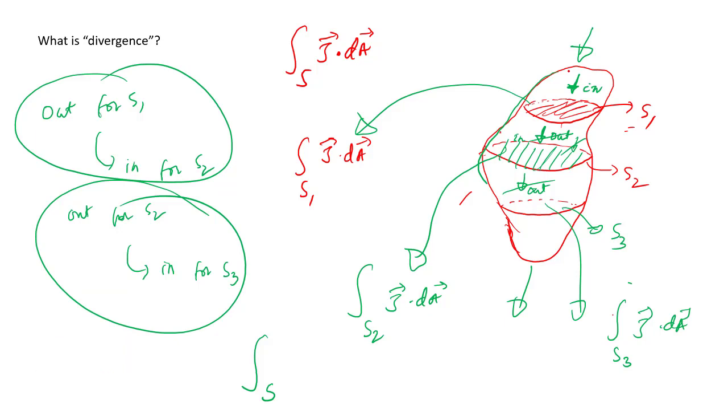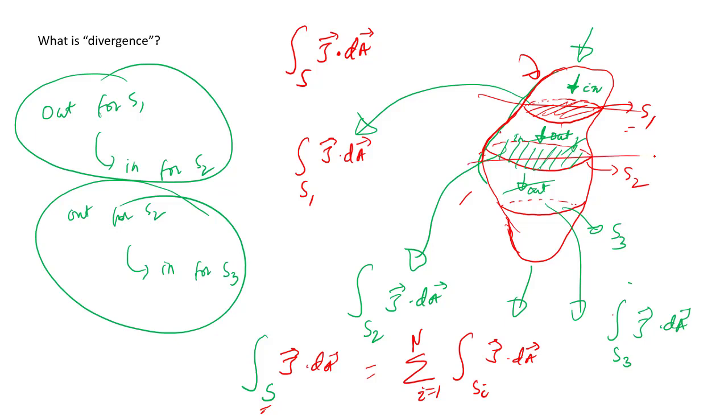So I can write this red line here of the potato, the overall surface of the potato here. I can write that flux, the integral of J dot dA over the potato surface, as a summation over i, with i going from 1 to n, of the integral over S_i of J dot dA. So I'm cutting this potato into tiny chips, right? There are these chips, and I'm labeling them as i equal to 1 to n.